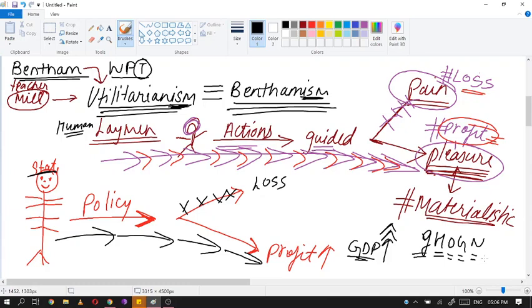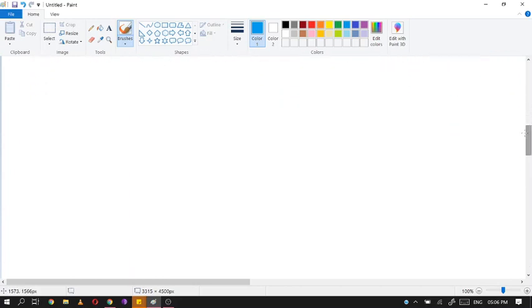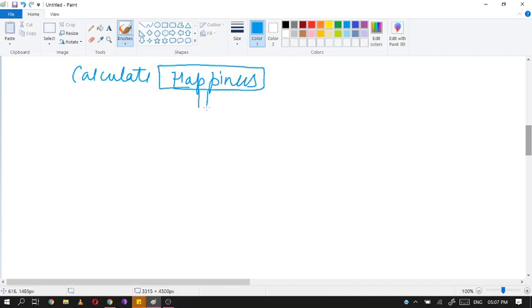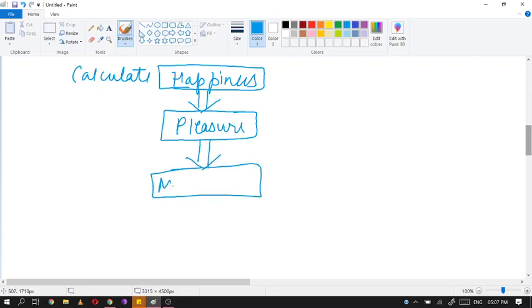Now understand, this might make no sense to lot of you, so I will try to do it once more. Greatest happiness of greatest number. Try to think it like this. What Bentham wants is to calculate happiness, which for Bentham is indistinguishable from pleasure. Happiness is pleasure, and pleasure can only come from materialistic thing. Make sense?